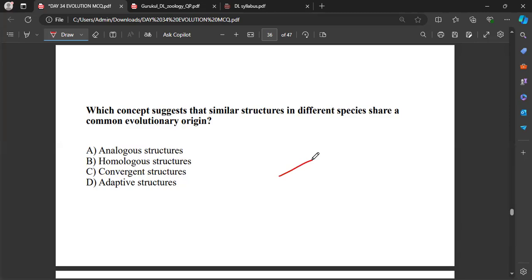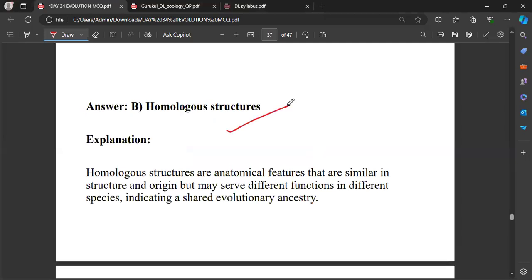See, we have 3 more minutes. In those 3 minutes, I have to show you the PYQ also. So please be quick, okay? Which concept is it where similar structures in different species share a common evolutionary origin? That will be the homologous structure. Very good.